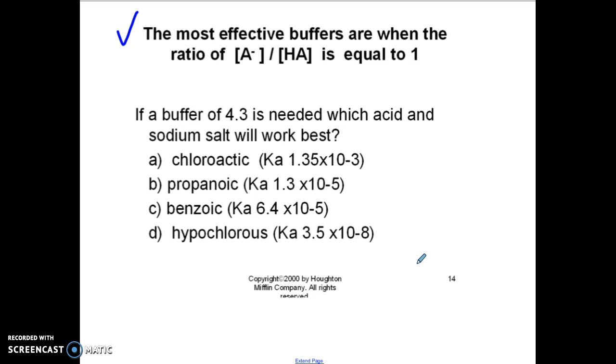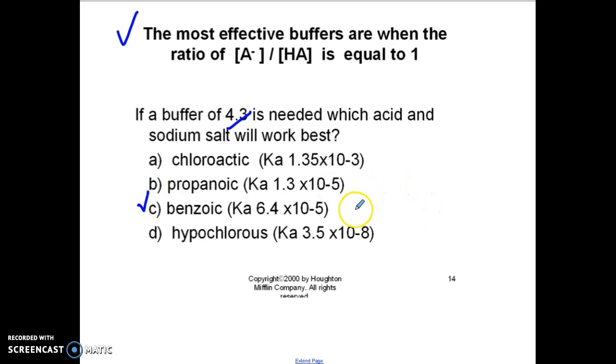Okay, did you pause? Do you have it figured out? What was your reasoning? What were you thinking? What I would do is take the pKa of each of these acids and then determine which one is closest to 4.3. So what I would say is that this is the winner, the benzoic acid.